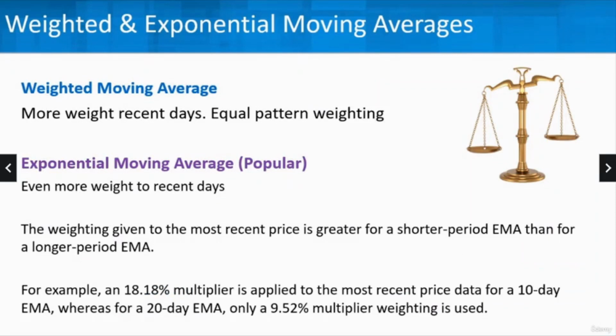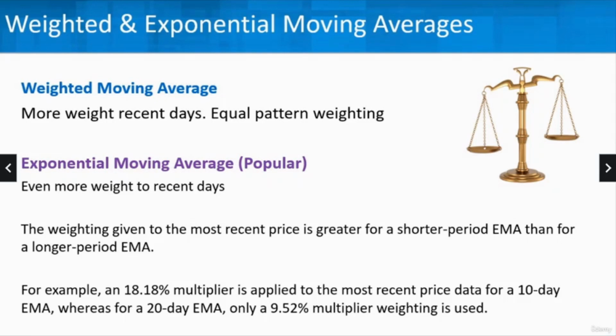Another one that's very popular is an exponential moving average, where it puts even more weight on recent days. The weighting given to the most recent price is greater for a shorter-term exponential moving average, or EMA, than for a longer-period EMA. For example, they might apply multipliers. If, let's say, an 18.18% multiplier is applied to the most recent price data for a 10-day exponential moving average, then for a 20-day EMA, that would be 9.52 as far as the multipliers they're using.